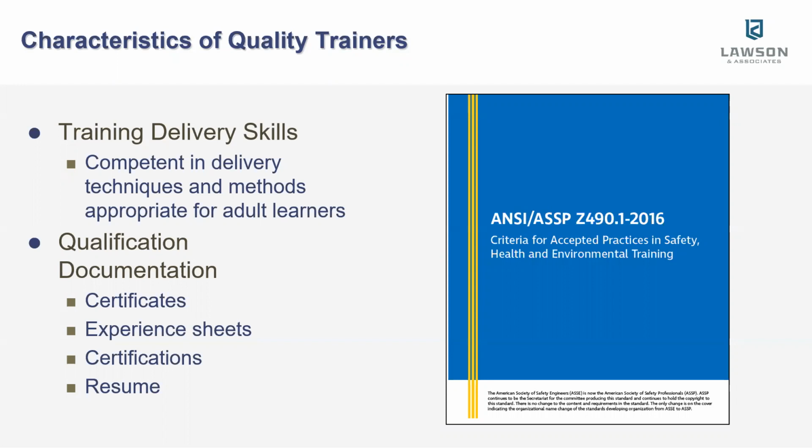So, training delivery skills. What does the ANSI standard say about trainers? The first thing is that it says that the trainer should have good training delivery skills. They should be competent in delivery techniques and different methods that are appropriate for adult learners. And I could dive into that paragraph alone for about another hour and talk about techniques and methods and adult learners. But I will say this, it is important to have strategy and tactics in how you're deploying your training program and the different courses that you're presenting.